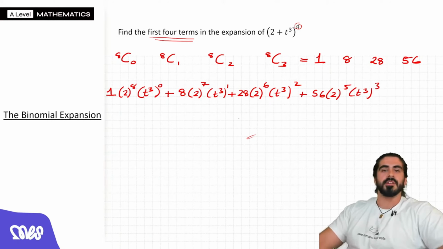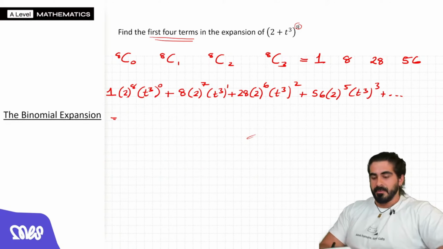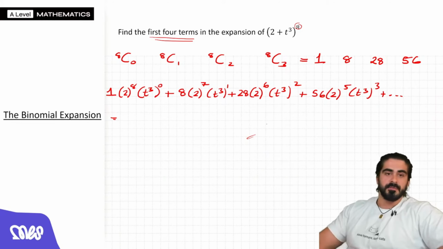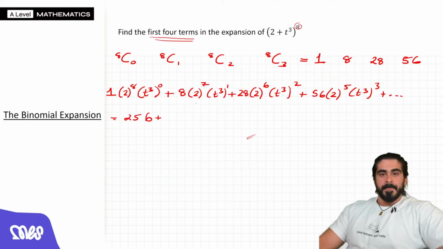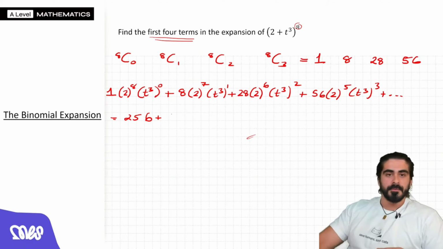And from here, we can just simplify. You could write as well plus dot dot dot because it does keep going, right? All right, so we have 1 times 2 to the power of 8. So 2 to the power of 8 is 256. Now we have to do 8 times 2 to the power of 7, which is 1024. Now we have t cubed to the power of 1, so you just get t cubed.